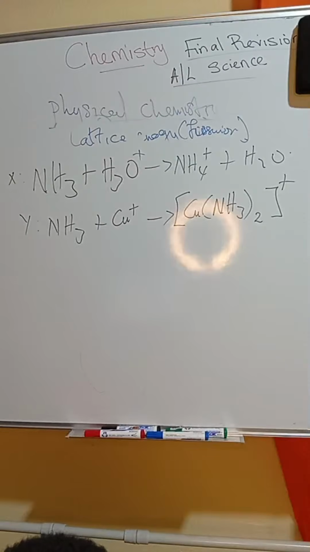So now, determine the pH of a solution of 0.10 mole per dm cube of phosphoric acid of formula H3PO4.